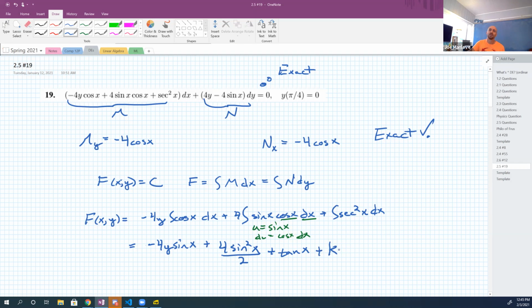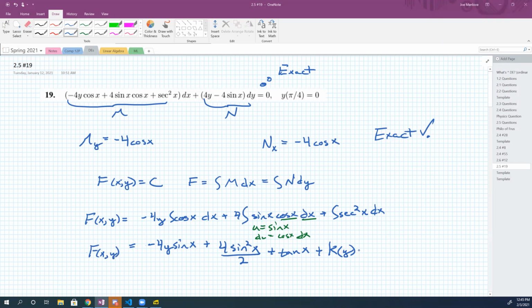Could be a function of x. Could be y. Oh, sorry, y. A function of y, yeah, because it could be a constant, straight function of y. Okay, so now I'm pretty confident that f of x and y is all this stuff, right? Great. Differentiate it with respect to y.